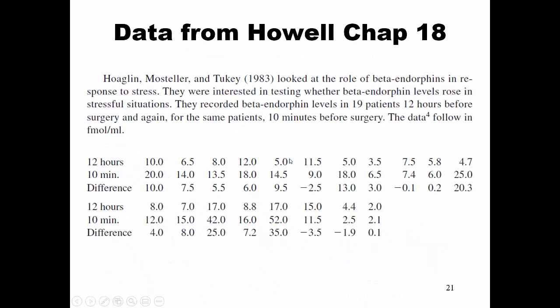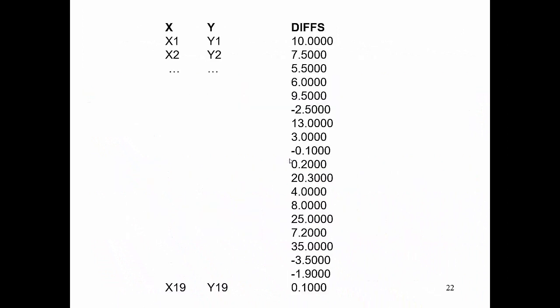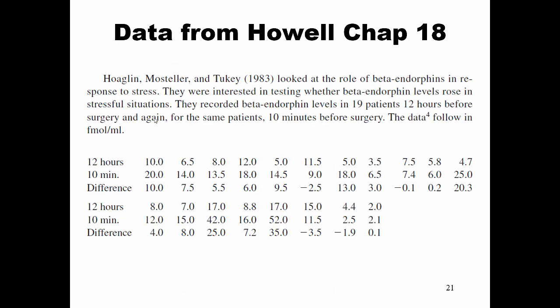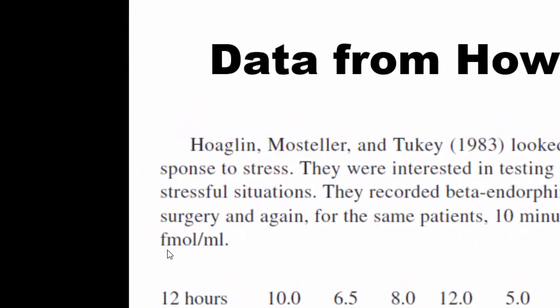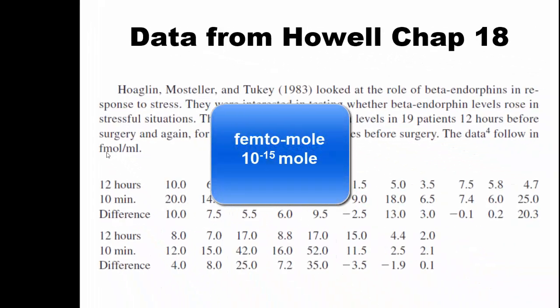Straightforward set of data. So I'm just going to tabulate them a different way. I've called them X and Y. This is the well before, just before. So this is X1 and Y1 from subject 1, and the difference is plus 10. Let's just go back and check. So the beta endorphin levels have risen by 10 on this. I can't remember what F stands for. It's a fraction of a mole per millilitre.